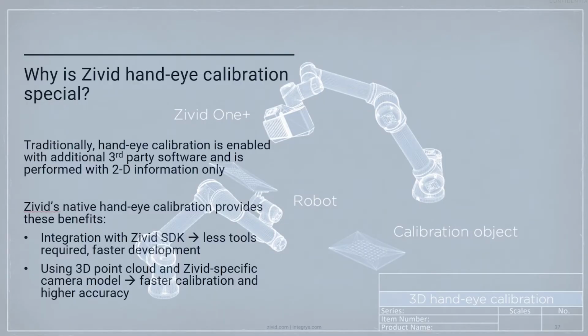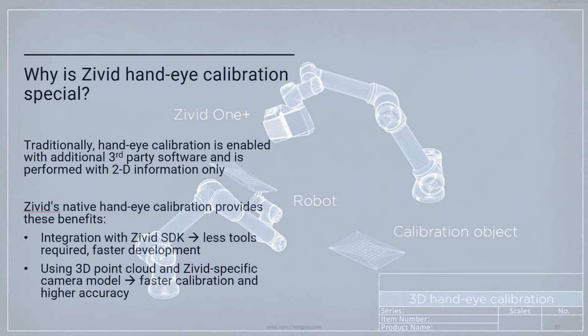So why is Zivid hand-eye calibration special? There are open source solutions for doing hand-eye calibration. These are based on 2D concepts, so you're just using the 2D information to do the hand-eye calibration. Because Zivid has hand-eye calibration natively supported, we're able to take advantage of the 3D information that we collect at the same time. And this has a big benefit in accuracy and also time to calibrate.